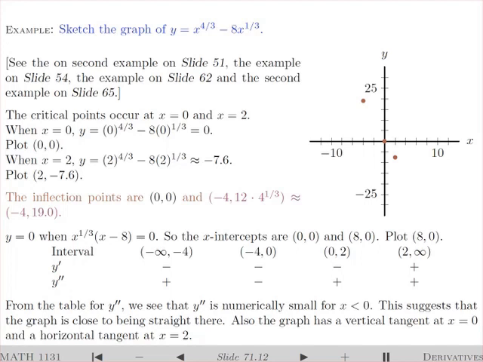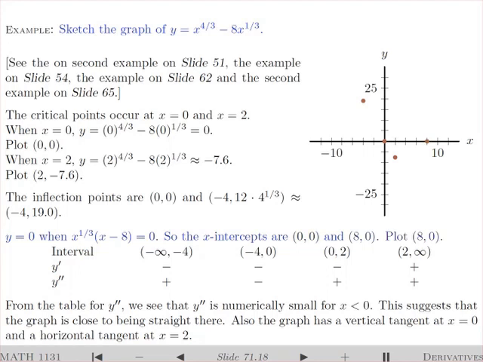We'll also plot the x-intercepts this time. It's not too hard to calculate because we can factor y. We can factor out x to the 1/3. So y is x to the 1/3 times (x minus 8). That's 0 when x is 0, or when x is 8. So the x-intercepts are (0, 0) and (8, 0). We already plotted (0, 0), so I just need to plot (8, 0).